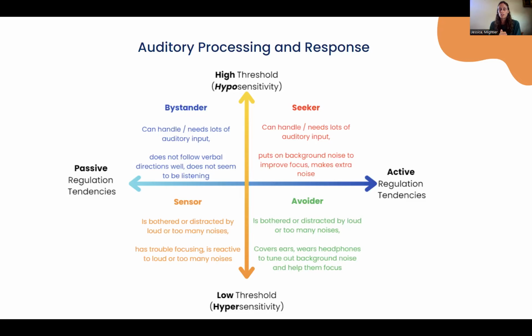Bottom right, we have our avoider. So this is someone who doesn't need much, doesn't want much auditory sensory input. They're bothered and distracted by all those noises, and they're covering their ears. They're wearing their headphones to tune out that background noise and help them focus. They're doing things proactively to manage that.